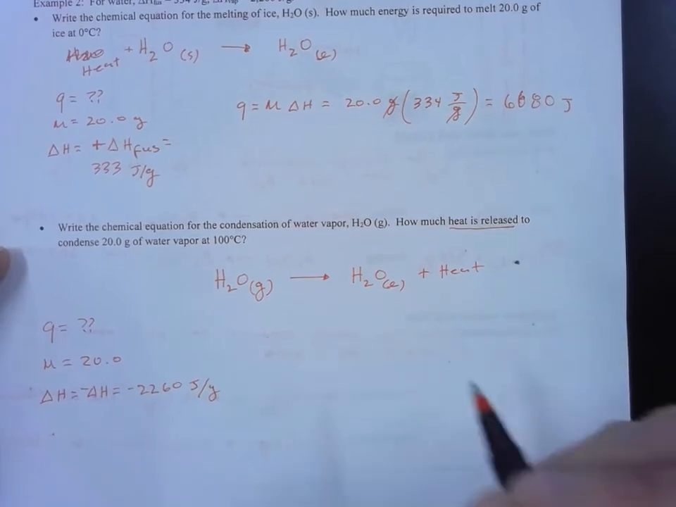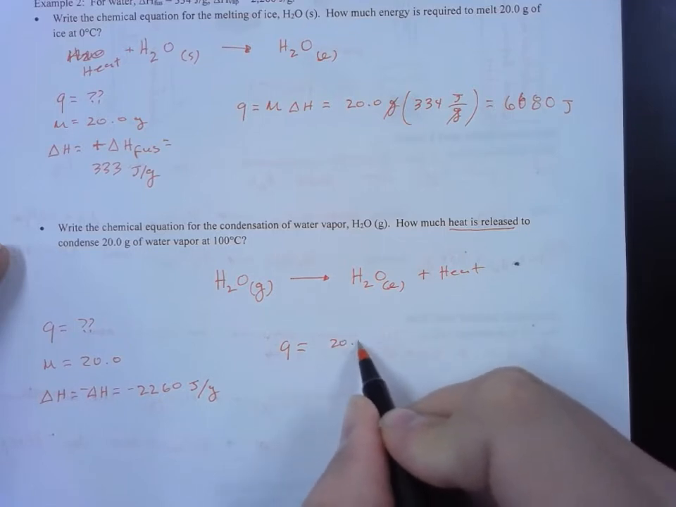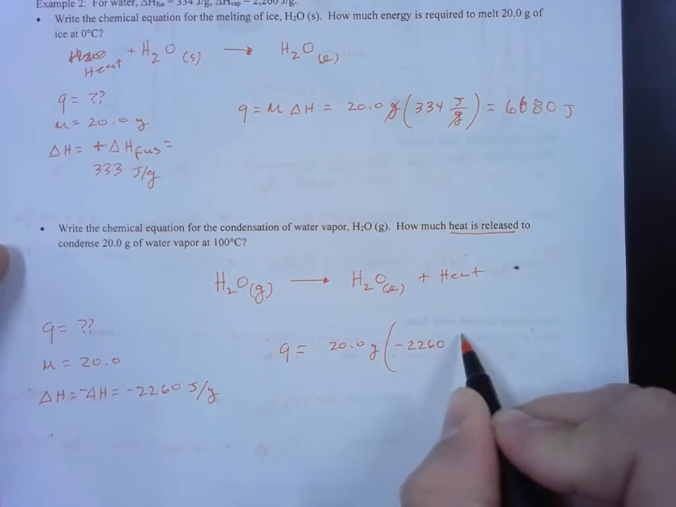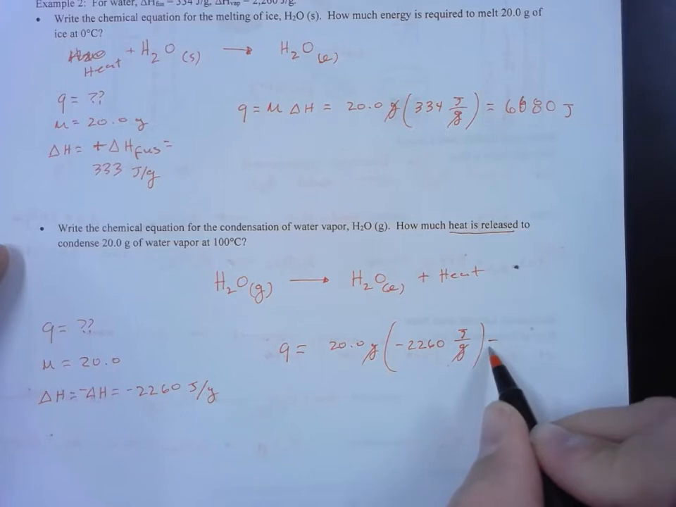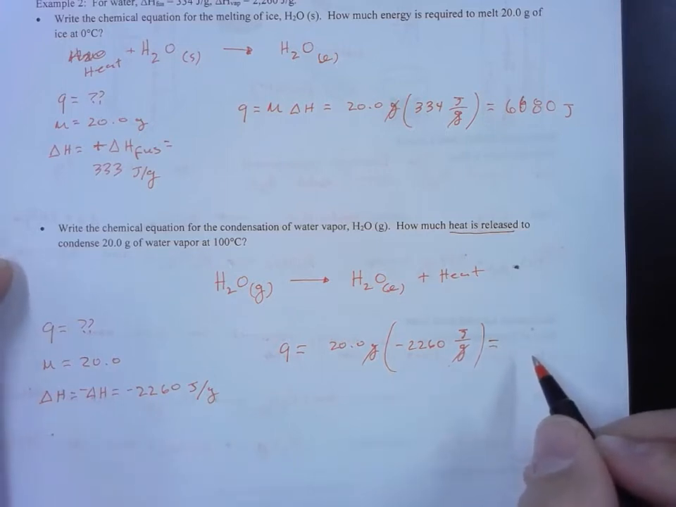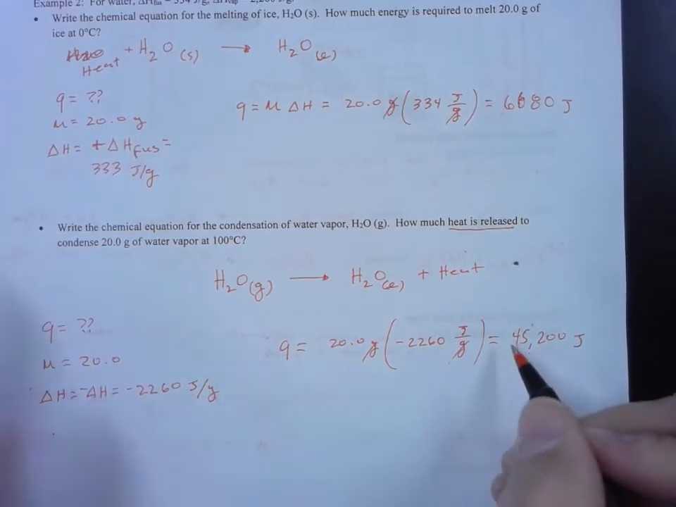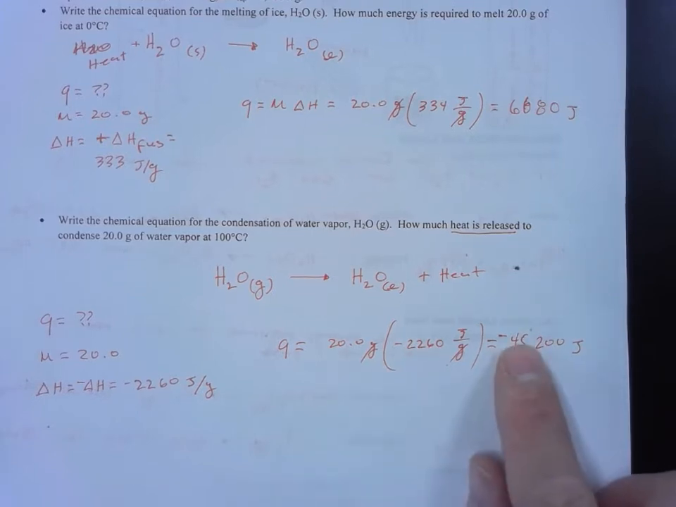Now that's the hard part. Now you just multiply everything out. Q equals 20.0 grams times negative 2260 joules per gram. Cancel that out, and that's going to equal negative 45,200 joules. And your Q is going to be negative as well. Your Q value will be negative, and that's all good. Negative means we lost heat.